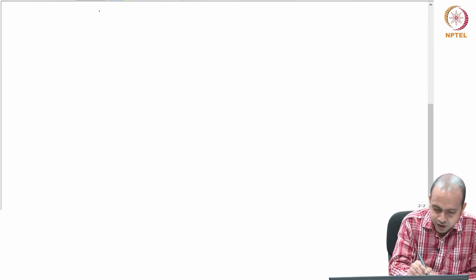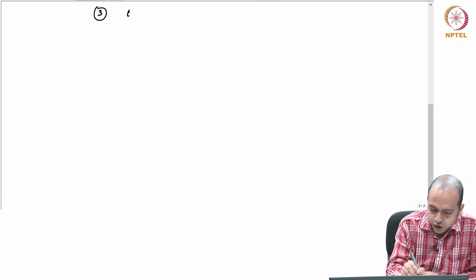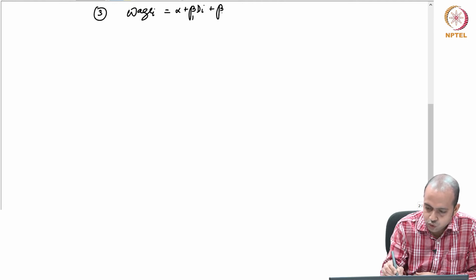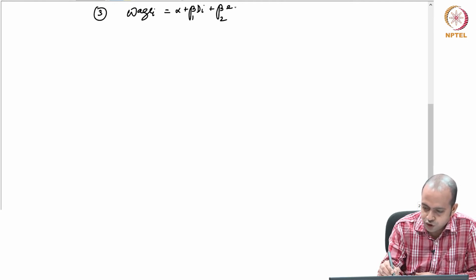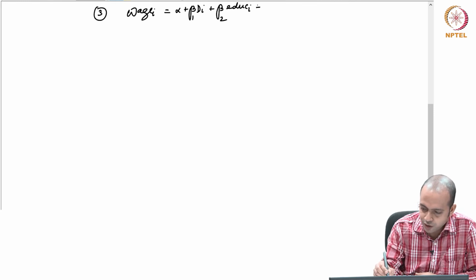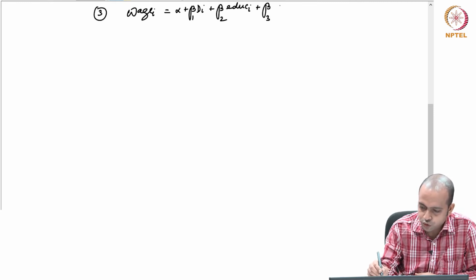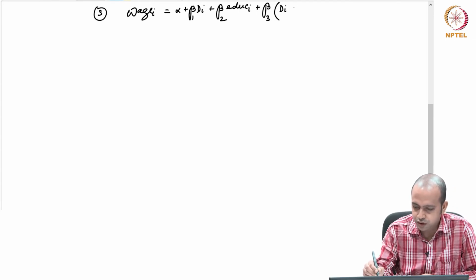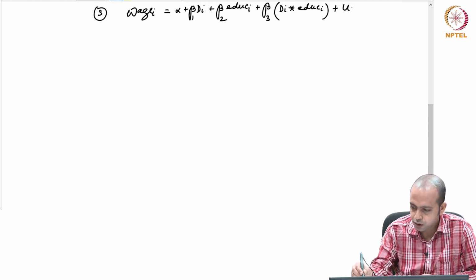So, our third case was wage i equals alpha plus beta 1 di plus beta 2 education, and we have a third variable where we are interacting di with education, plus ui.